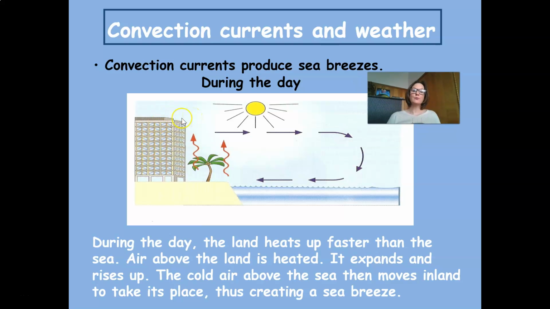Okay, so let's take a look at convection currents and weather. Convection currents produce sea breezes during the day. So over here, you've got your ocean and you've got your land. During the day, the land heats up much faster than the sea. So air above the land is heated, and you can see the warm red arrows going up there. It expands and that air rises up. The cold air above the sea then moves inland to take its place, thus creating a sea breeze. The hot air from the land rises, the cool air from the sea comes in.